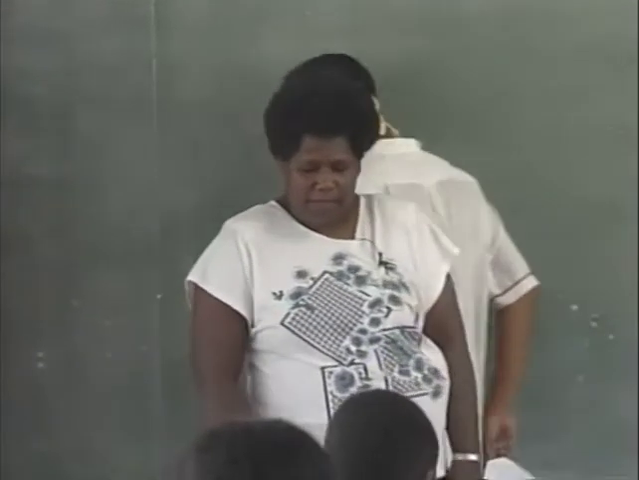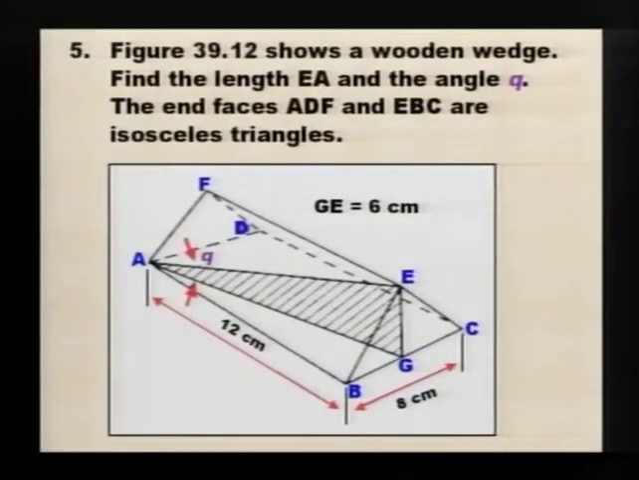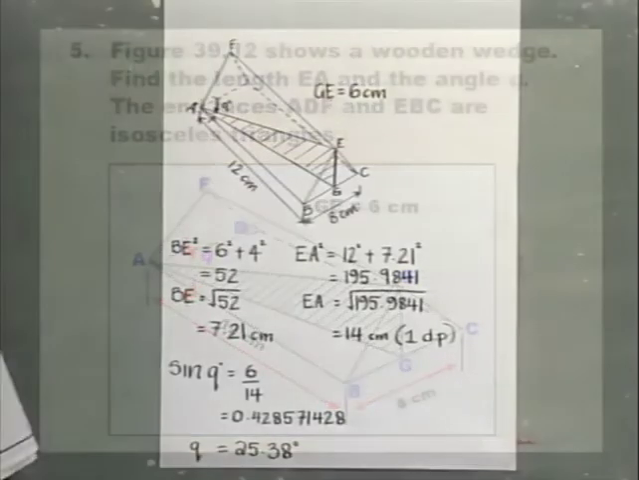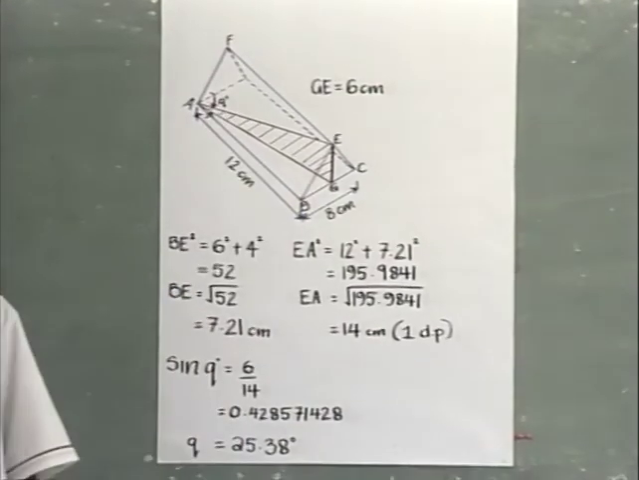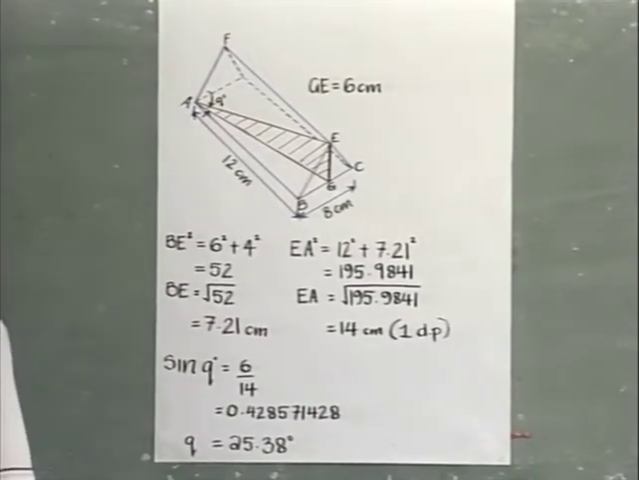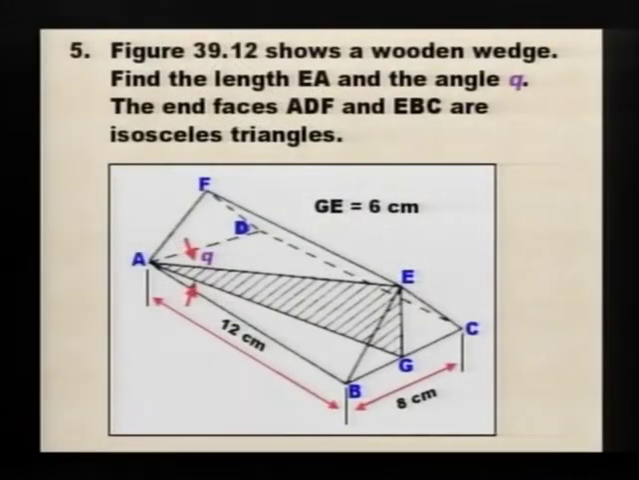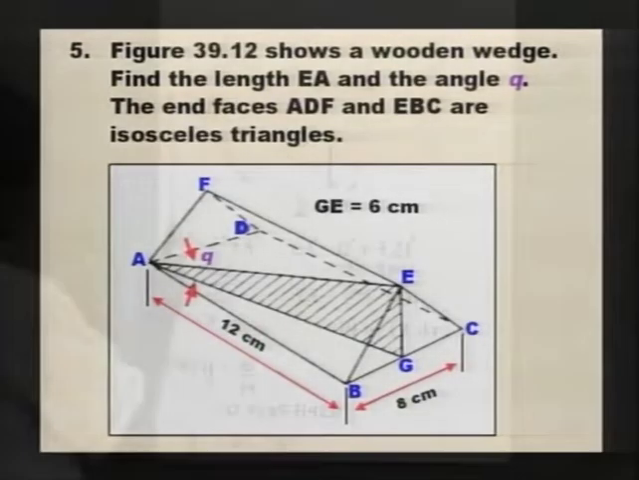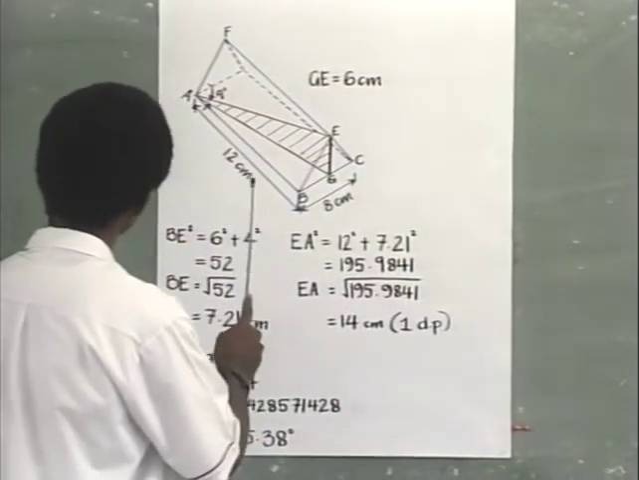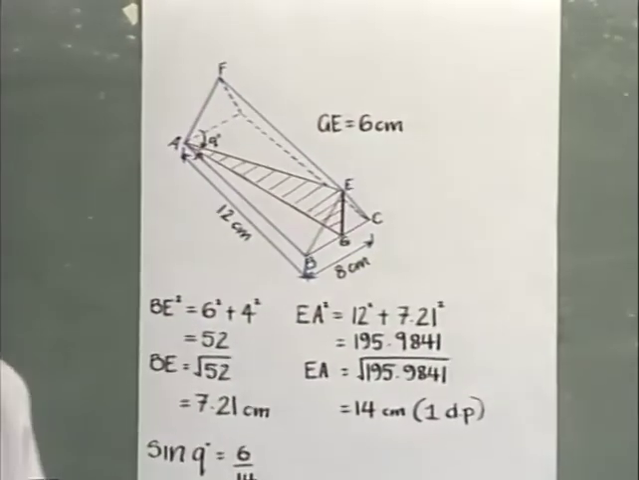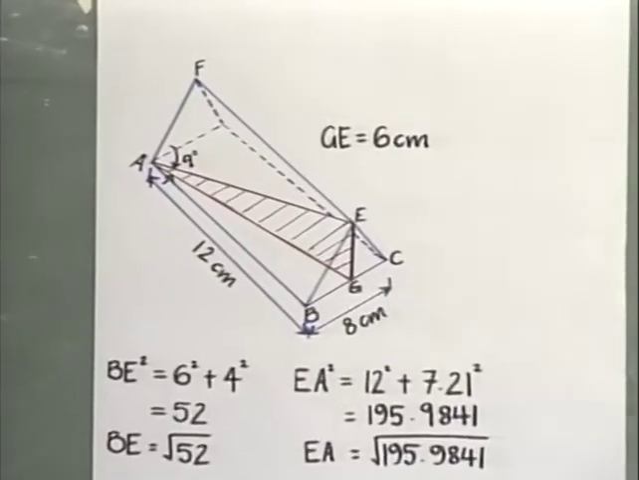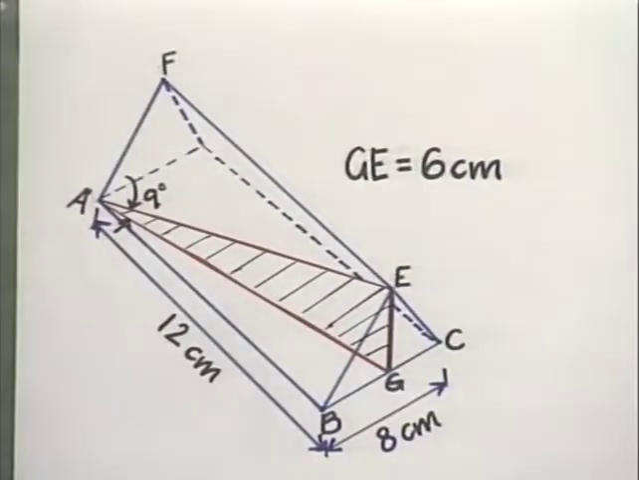All right, question 5 is George and his mobs. Figure 39.12 shows a wooden edge. Find the length EA and the angle Q. The end faces ADF and EBC are isosceles triangles.